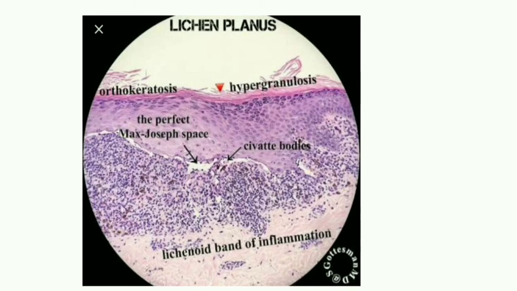So what happens after this? These keratinocytes fall down and they are seen in the dermis. In this picture it is clearly observed. You can see the dermo-epidermal junction, and in the dermis you can see the civatte bodies. Actually the keratinocytes you should see in the epidermis, but what happened? They were destroyed, they died, they fell down, now they are in the dermis.